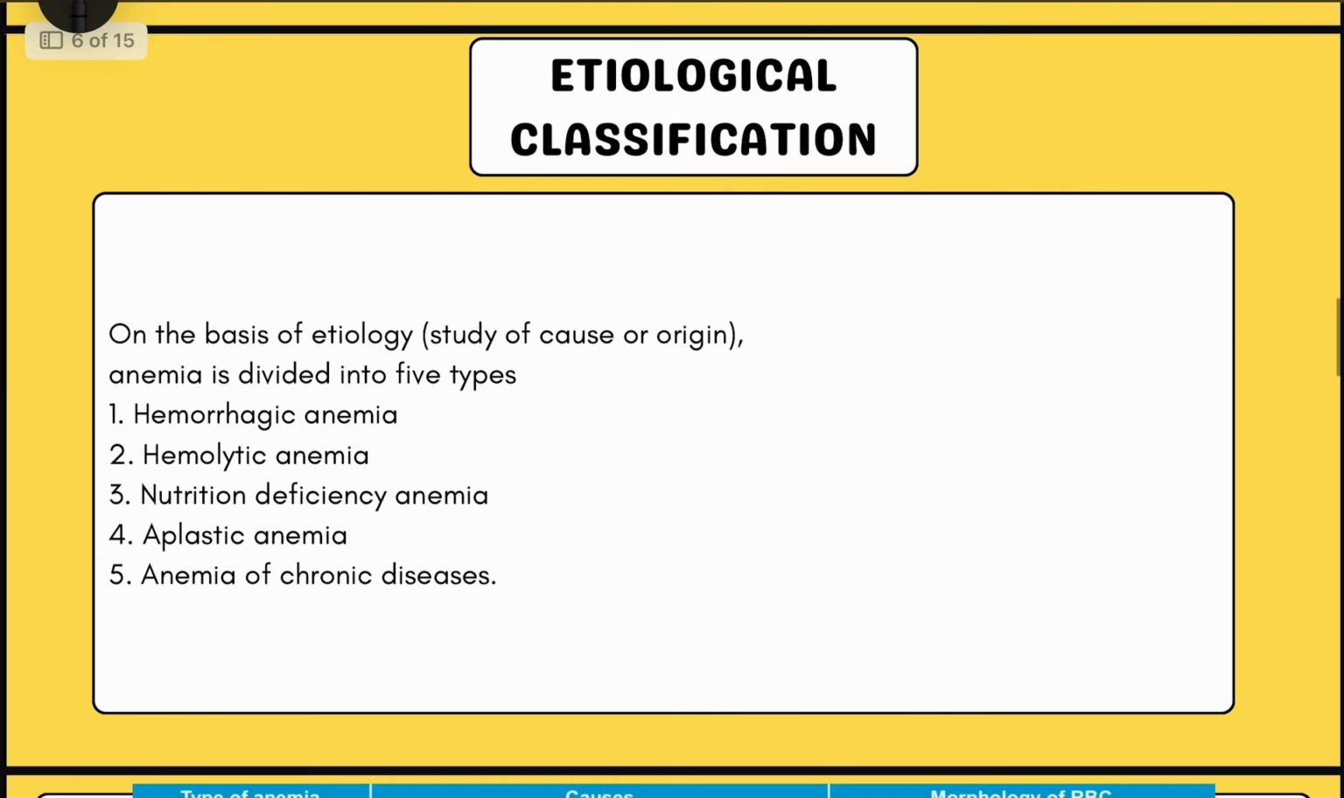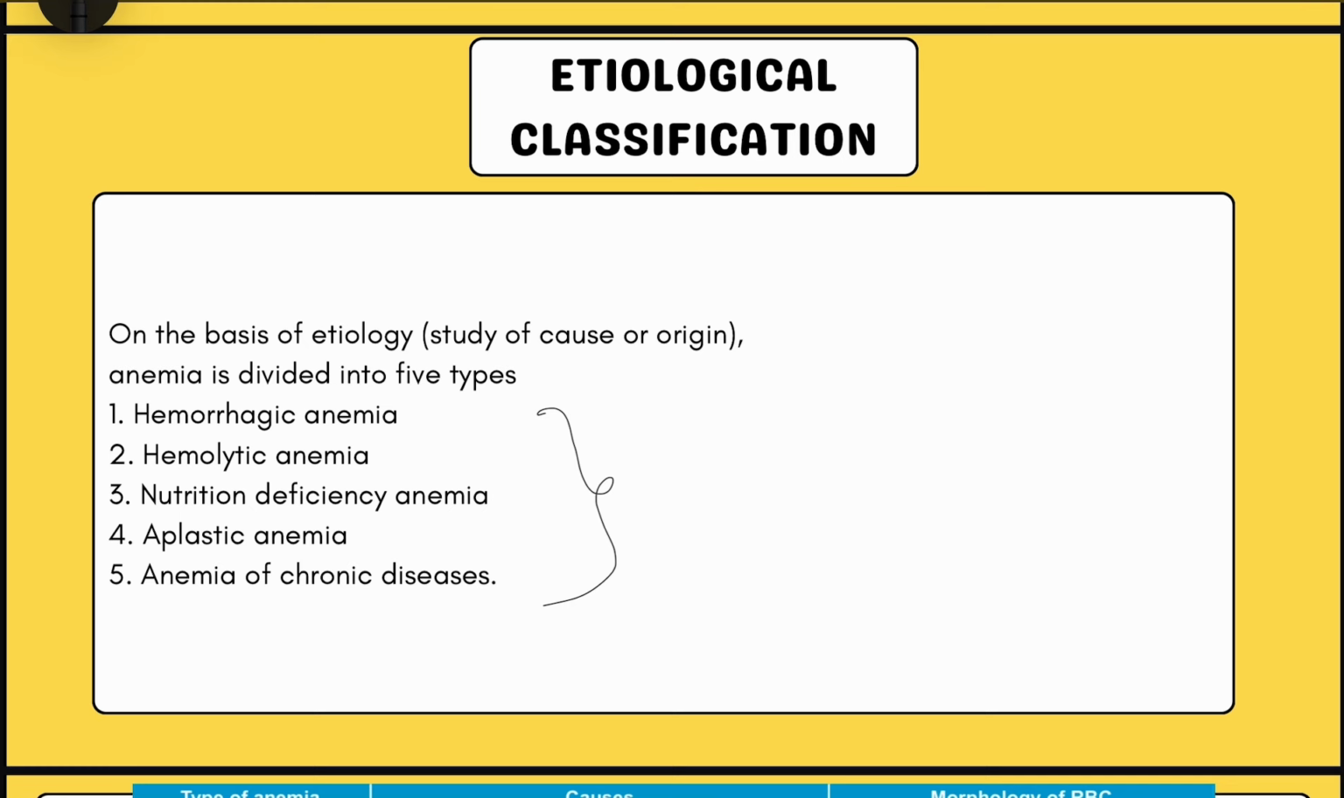Now we are going to study the etiological classification. On the basis of etiology, that means the study of cause or origin, anemia is divided into 5 types. Firstly, the hemorrhagic anemia. Second, the hemolytic anemia. Third, the nutrition deficiency anemia. The fourth, aplastic anemia. And fifth but not least, the anemia of chronic diseases.